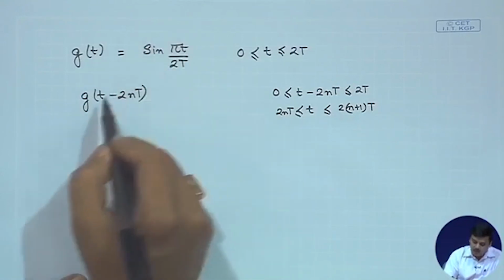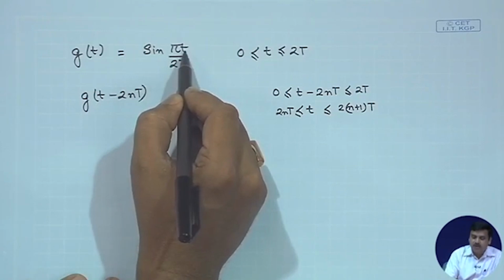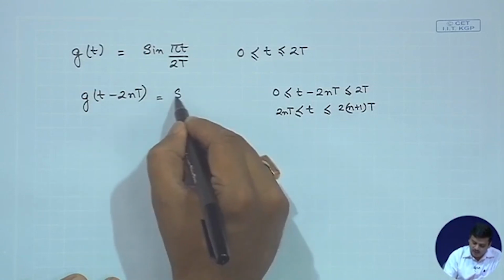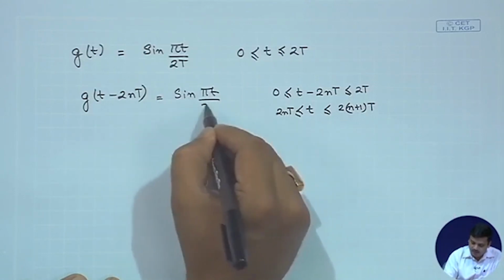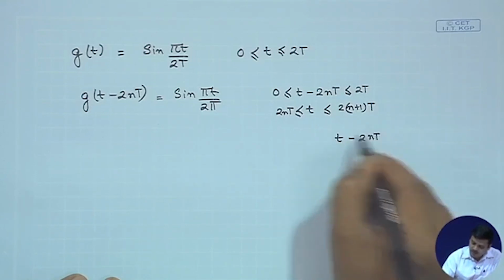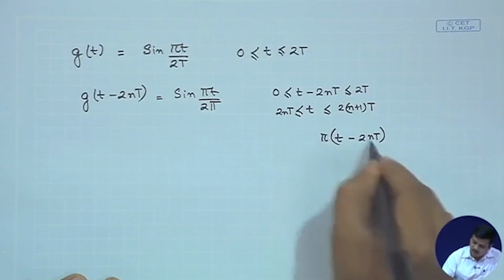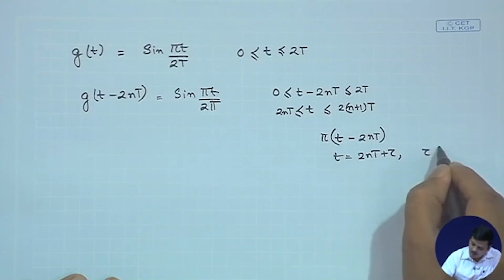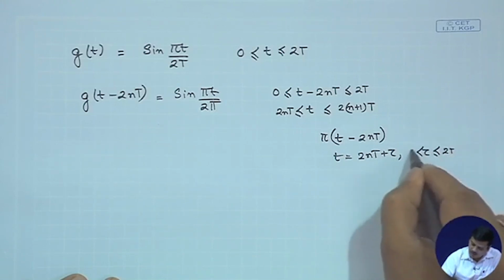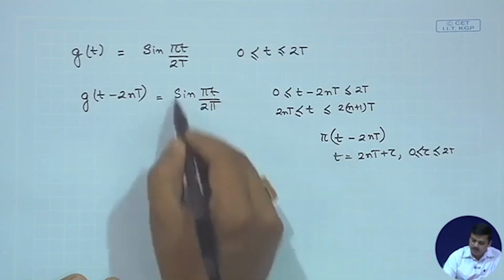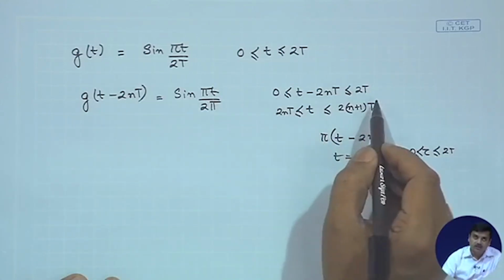The other form you could have done is you could have substituted t as t minus 2nT over here, and you would know that it is valid for this interval, and this would again turn out to be the same thing. For instance, I could say t minus 2nT. However, I would put t equals 2nT plus tau, tau lying in the interval 0 to 2T. So, in that case, the moment I put it over here, 2nT cancels out, I have sine of pi tau, and that is exactly what we have, and it is valid for this interval of time.